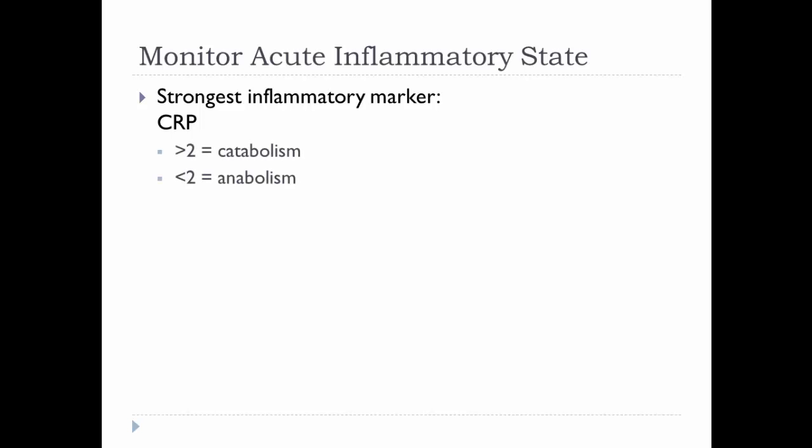So after you're providing basal metabolic support, it's important to monitor the acute inflammatory state and how the patient is progressing through their illness. The strongest inflammatory marker that we use at this time to measure the state of inflammation is CRP. A CRP of greater than 2 is associated with the state of catabolism, and a CRP less than 2 is associated with the state of anabolism.